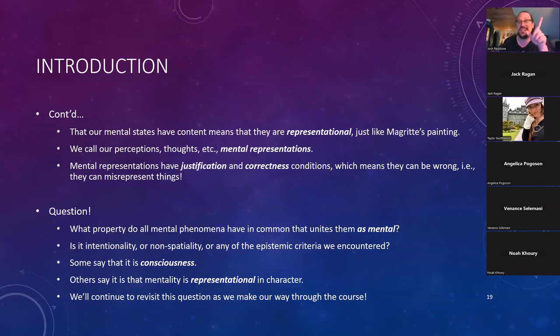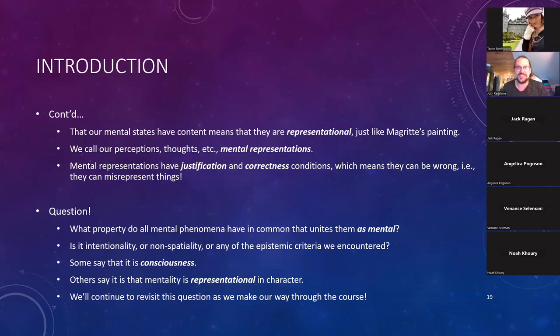And because mental representations are representational, they have justification and correctness conditions. That means that my mental states can be correct and incorrect, or they can be well justified or not justified at all. That means that I can be wrong. My representations can be wrong. I can have misrepresentations.